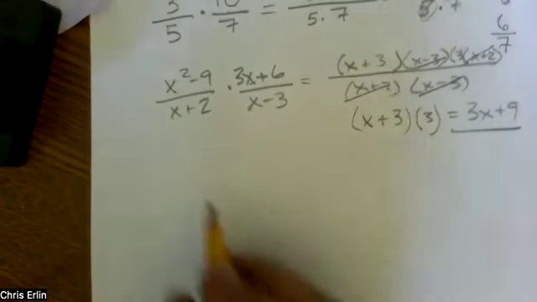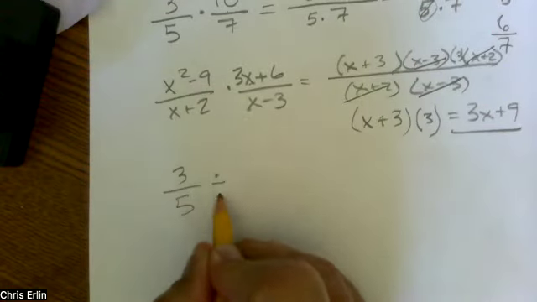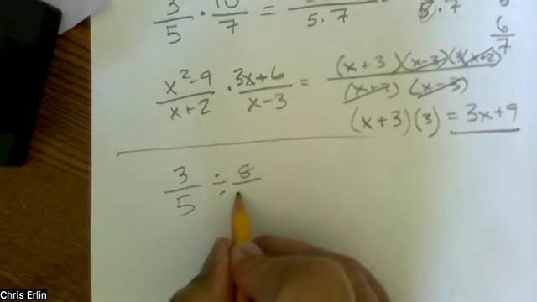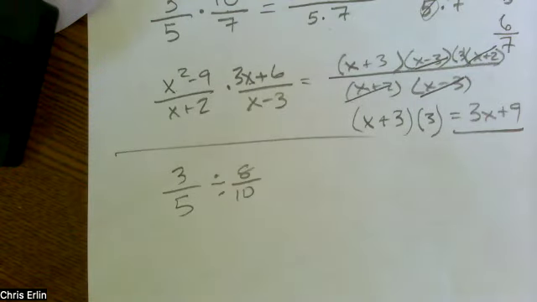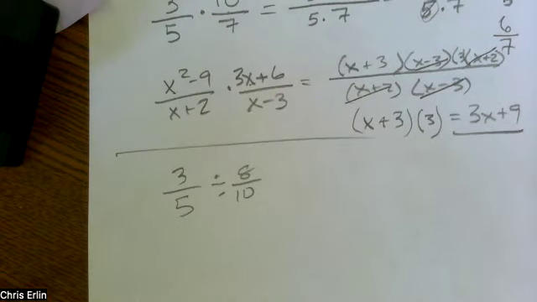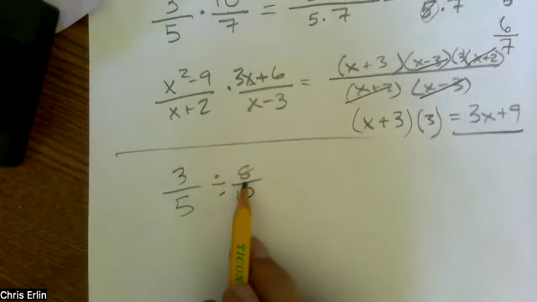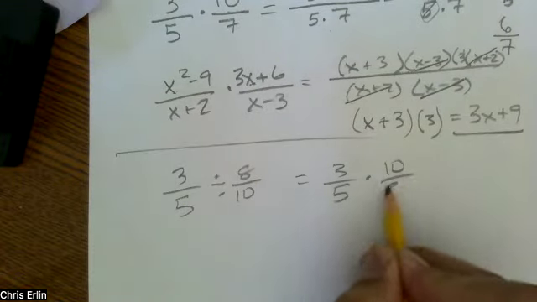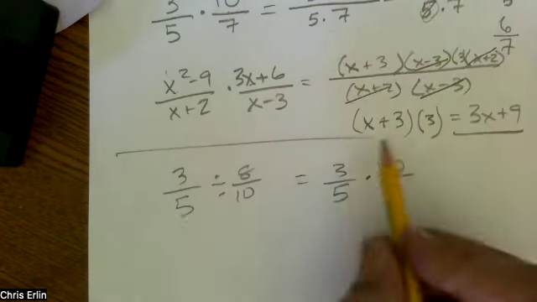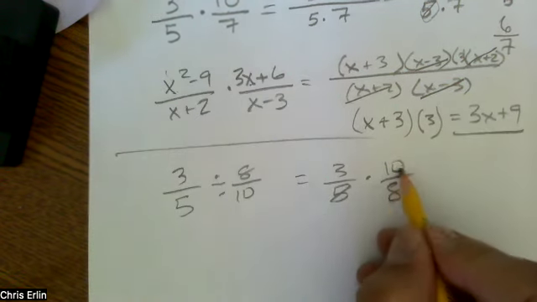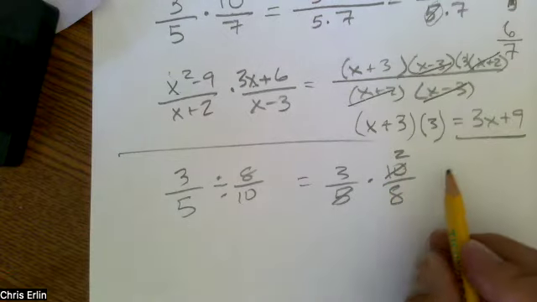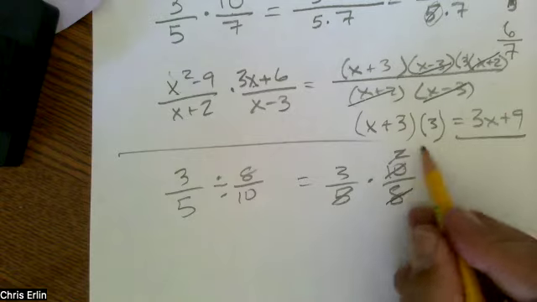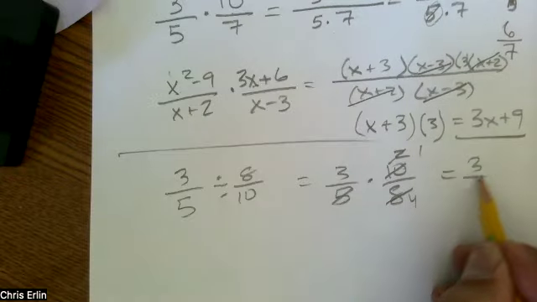What about division of fractions? Good. Copy, change, flip, or keep, change, flip. So 3/5 times 10/8. And then we do the same process we did up here. I see that 5 and 10 have something in common. So 3 times 2, 2 and 8 have something in common also. So this is 3/4.